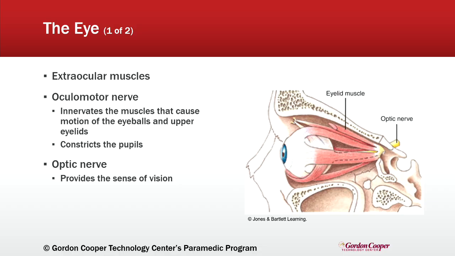Eye movement is controlled by the extraocular muscles, which are directed by several cranial nerves. The oculomotor nerve, which is the third cranial nerve, moves the eyes and the eyelids, and also causes the pupils to constrict and the lens of the eye to focus. The optic nerve, on the other hand, doesn't control movement, but it's responsible for your sense of vision.